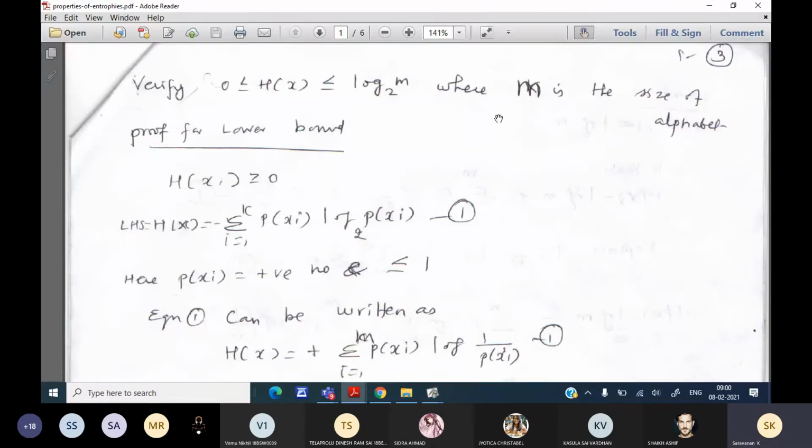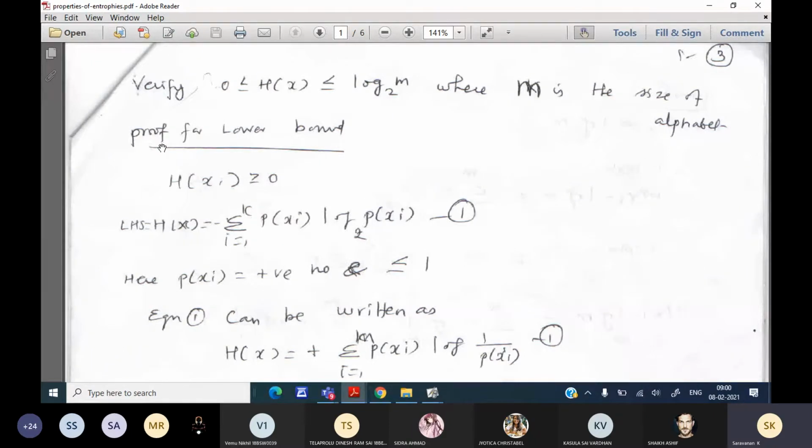So today I am going to verify the property. So H of X is always going to be greater than or equal to 0, which is also less than or equal to log m base 2. So we are going to prove this, where m is the size of the alphabet.